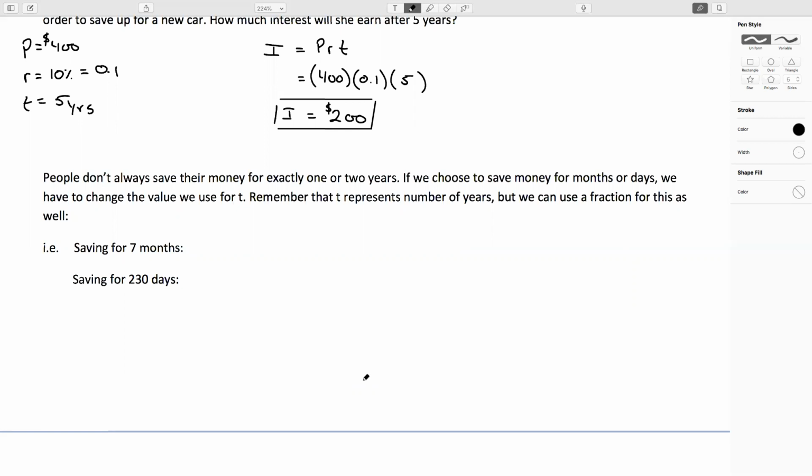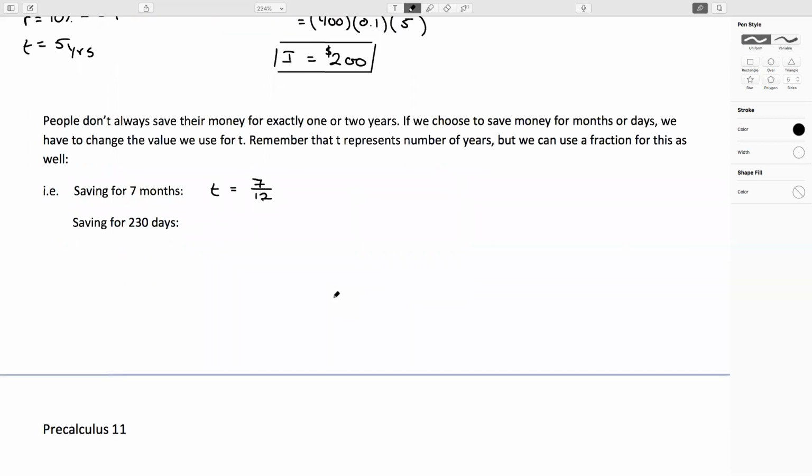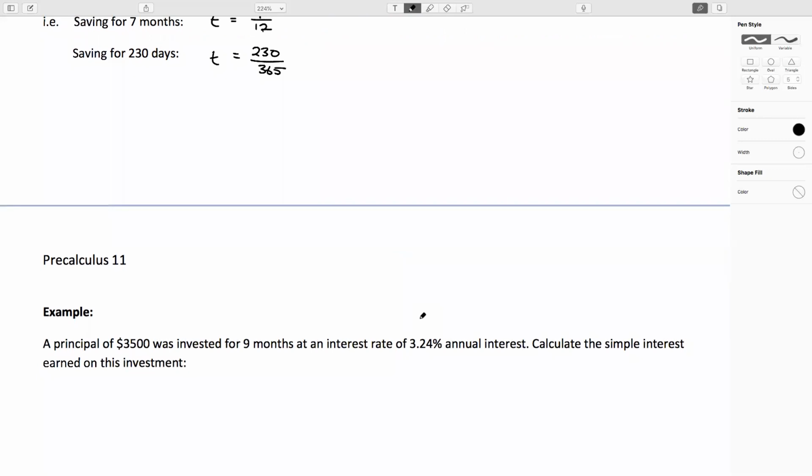So for example, if we're saving for 7 months, T is going to be 7 over 12, because there's 12 months in a whole year. You could also turn this into a decimal. If we're saving for 230 days, well, there's 365 days in a year, so T is going to be 230 over 365. So let's try a question like this.